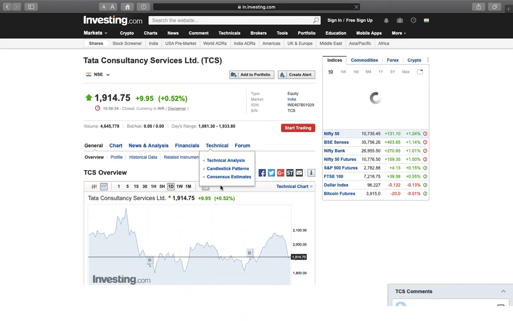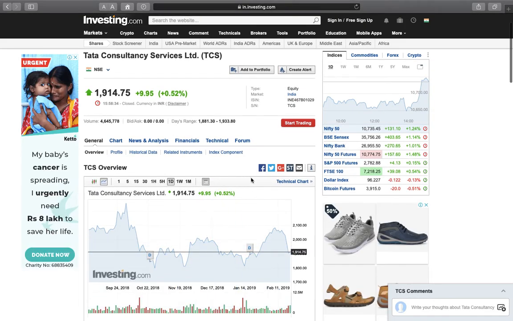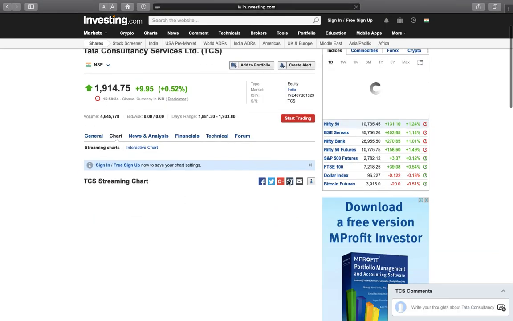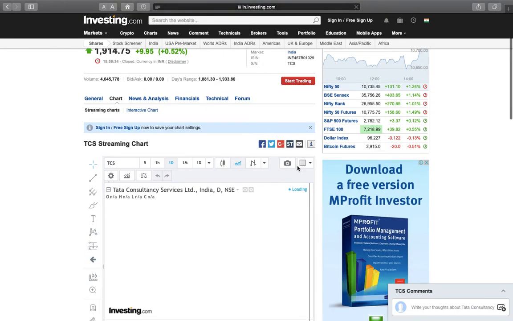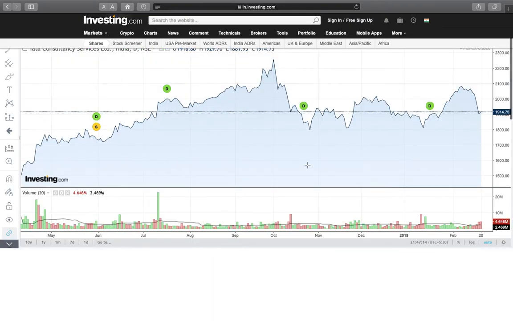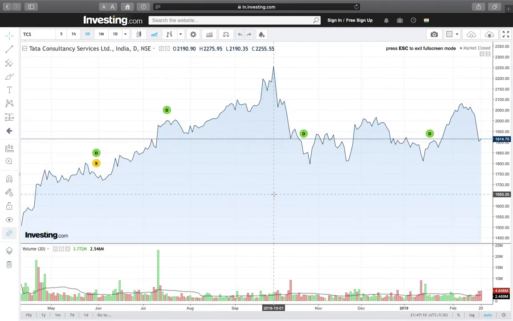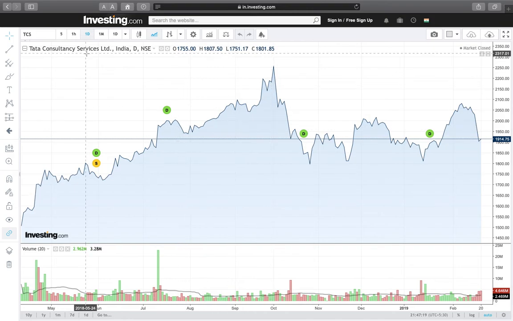Yeah, so as soon as you go into TCS, you see it opens a little chart window here. I'm going to click on technical chart and then click on this maximize button so we can see the chart in a nice big screen.